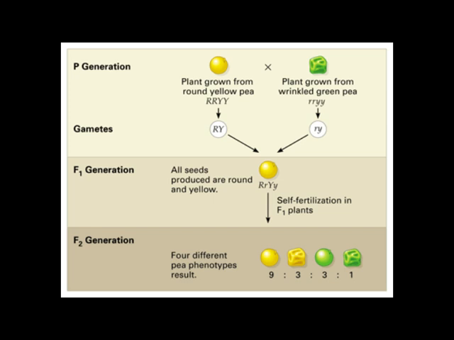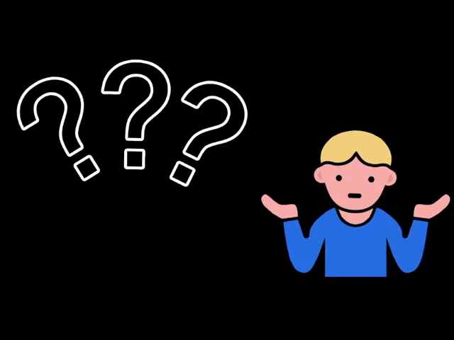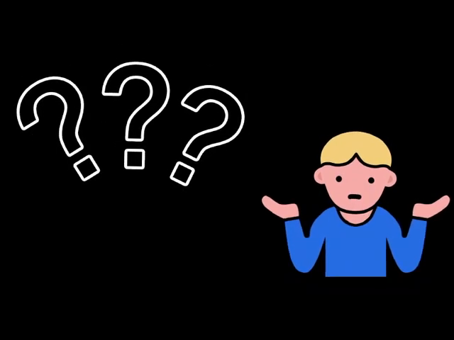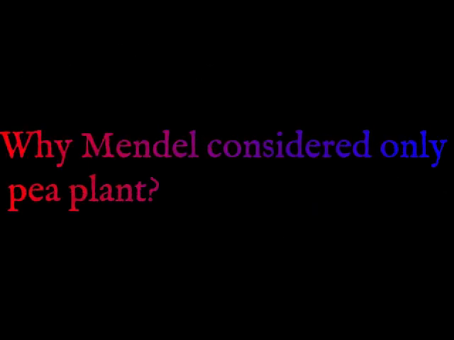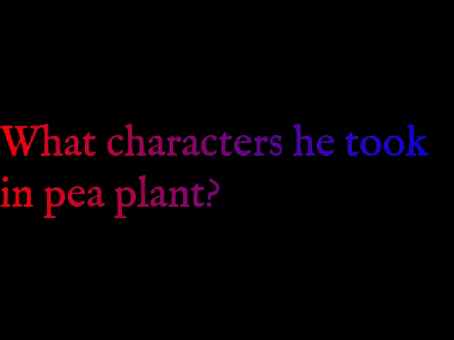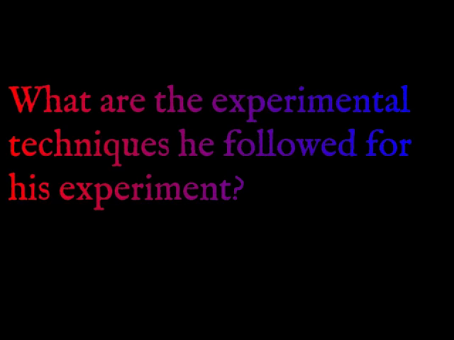Many short notes come from this chapter. From an examination point of view, this chapter is very important. So we have discussed Mendel also. Questions also come like: why did Mendel consider the pea plant for experiments only? What were the characters he took? Next, what other experimental techniques did he follow for crossing and treating the plant?